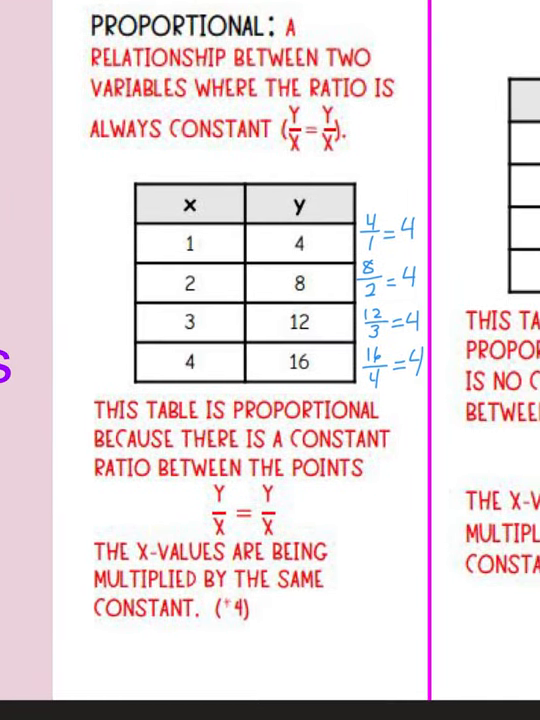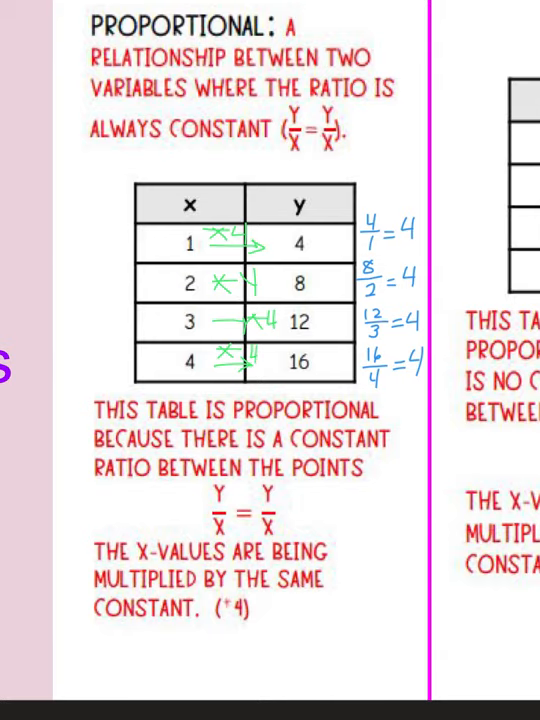So this table is proportional because there is a constant ratio between the points, y divided by x equaling y divided by x. Or some might see that the x values are being multiplied by the same constant of 4. What that means is if you look between here, 1 times 4 is 4, 2 times 4 is 8, 3 times 4 is 12, and 4 times 4 is 16.